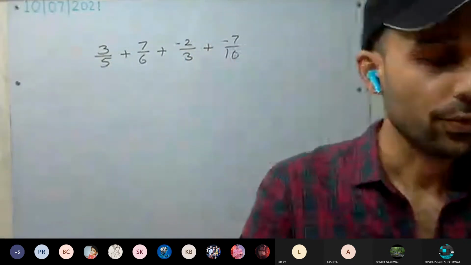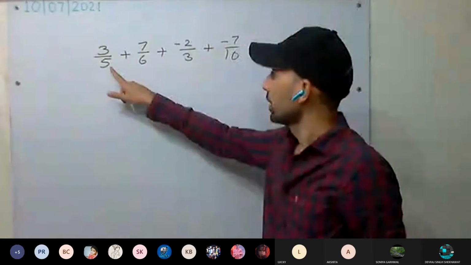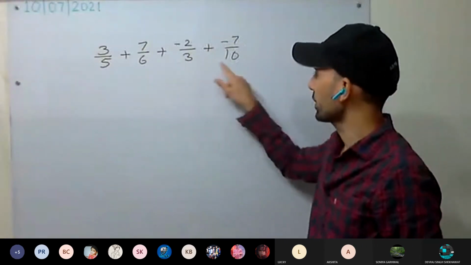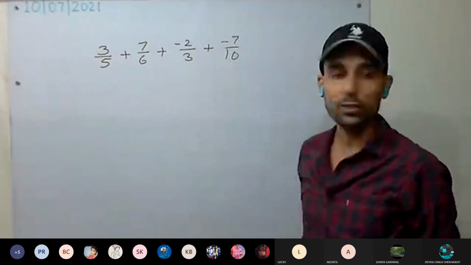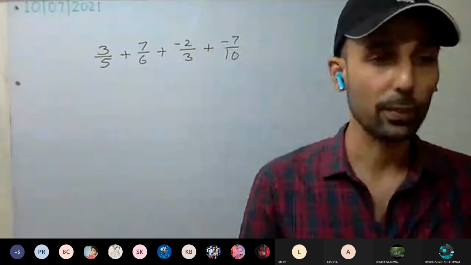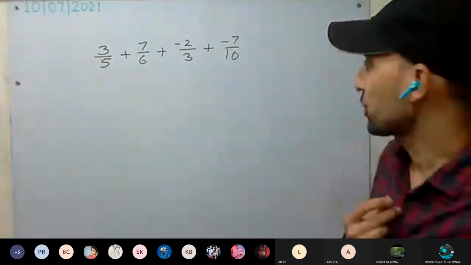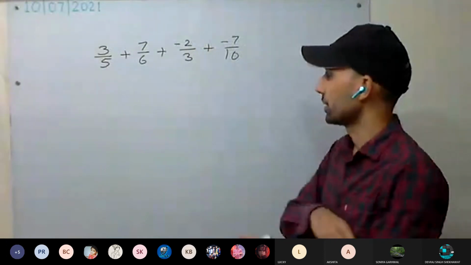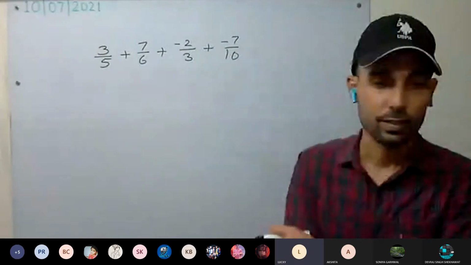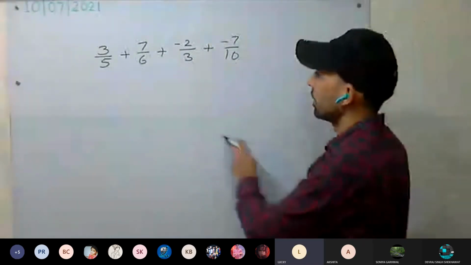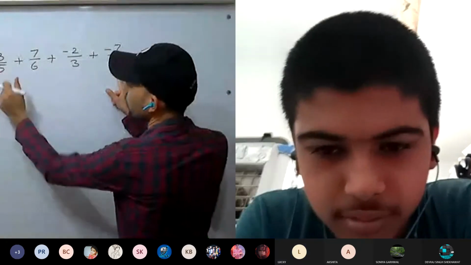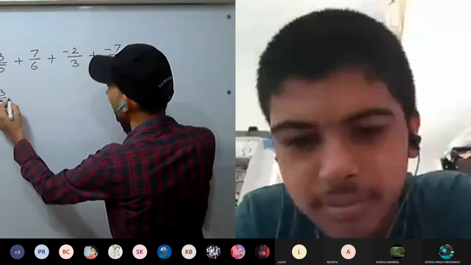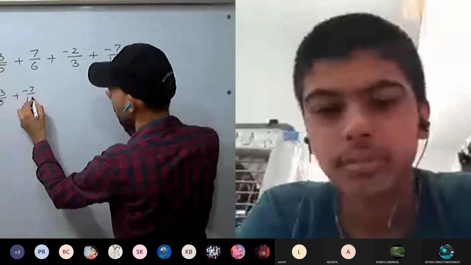Okay. So first look at the question. Denominator 5, here 6, here 3 and 10. So which association do you have to form? How are you going to form the association? Which one will you add first? 3 by 5 and minus 7 by 10. Okay, you will form the grouping of 3 by 5 plus minus 7 upon 10.